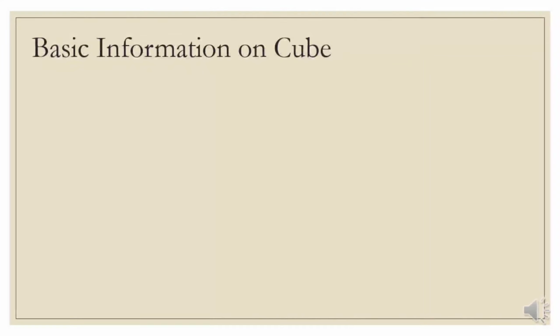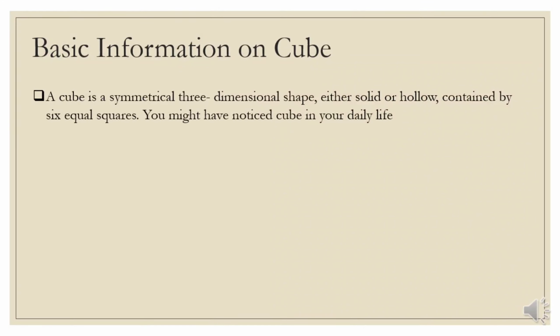Basic information on cube, number 1. A cube is a symmetrical three-dimensional shape, either solid or hollow, contained by 6 equal squares. You might have noticed cubes in your daily life, for example, ice cubes, Rubik's cube, carton box, and dice.